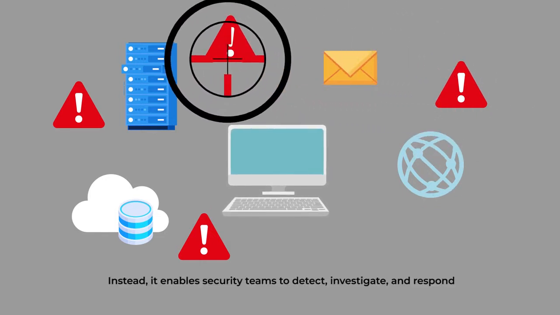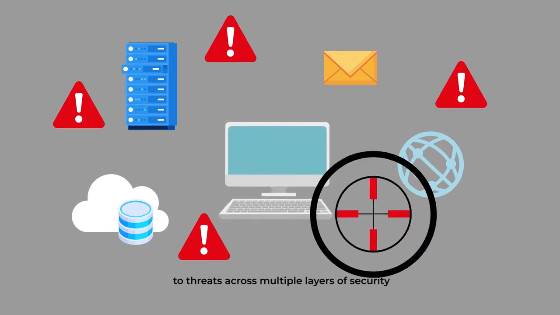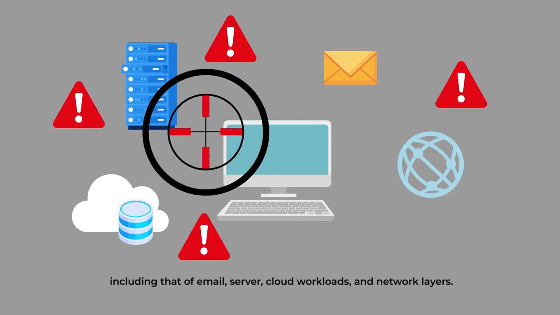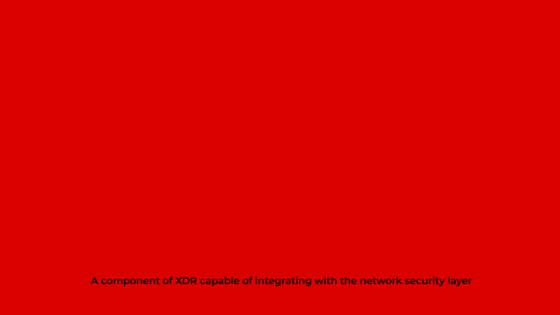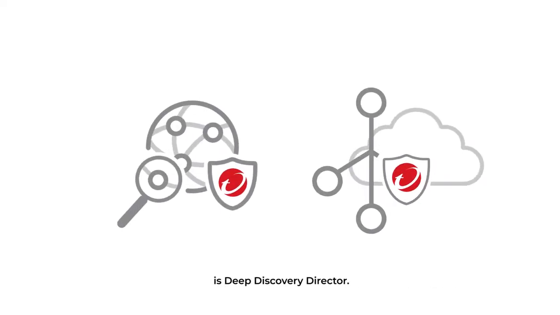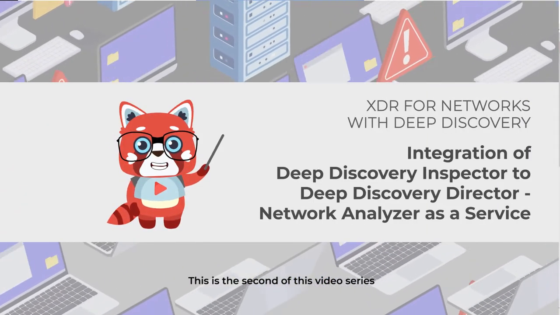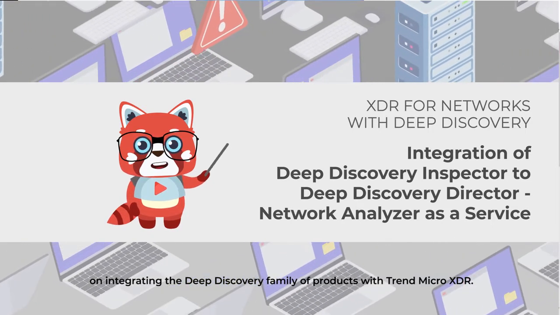Instead, it enables security teams to detect, investigate, and respond to threats across multiple layers of security, including email, server, cloud workloads, and network layers. A component of XDR capable of integrating with the network security layer is Deep Discovery Director. This is the second of this video series on integrating the Deep Discovery family of products with Trend Micro XDR.